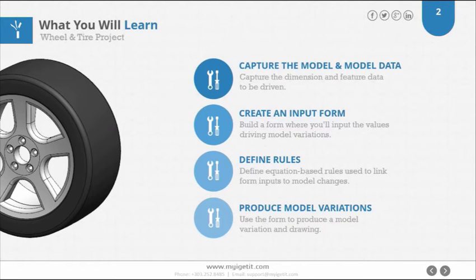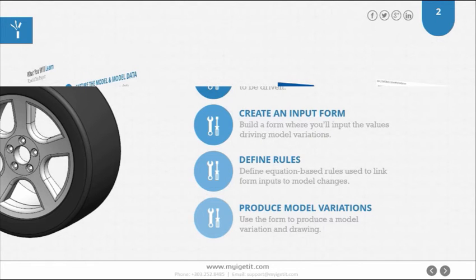The rules are used to basically link the input form with the model data and actually push the changes. So these are equation-based rules, basic logic. If you're not that familiar with logic, don't feel too bad there. It's pretty easy stuff, and the rule builder helps you out. It's not hard at all. And then we'll go ahead and produce a model variation and a drawing based on that variation.